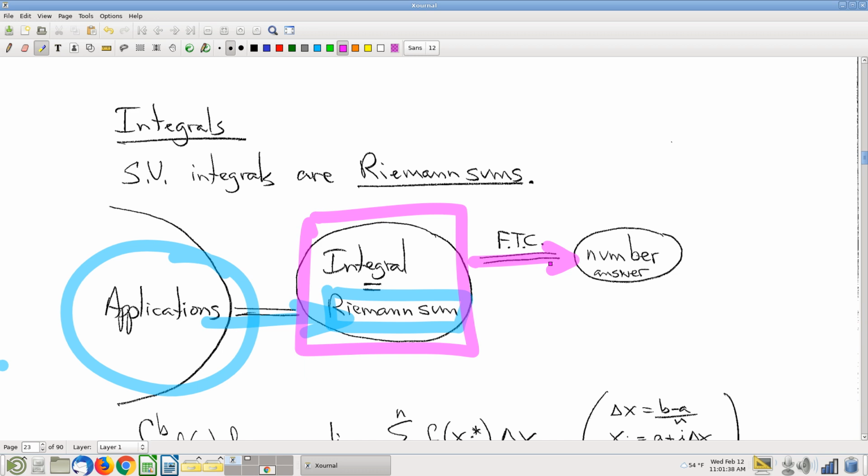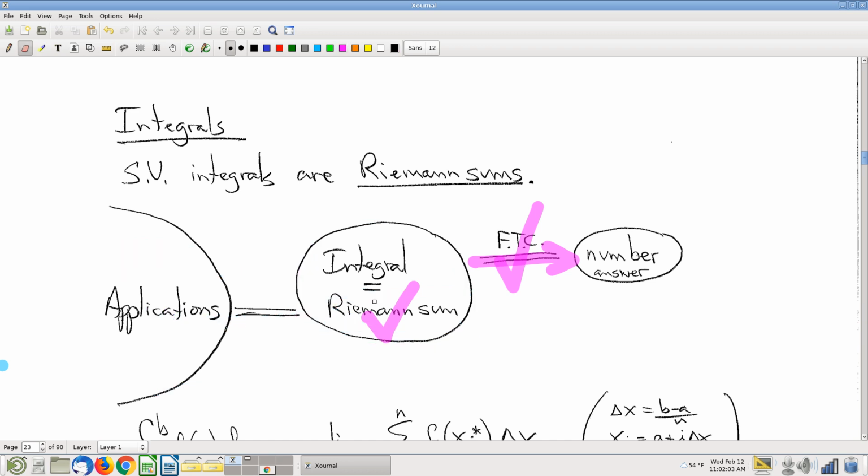The reason that the fundamental theorem of calculus is so important in applications for engineers and economists and biologists, other kinds of scientists, is because the fundamental theorem of calculus allows us to compute Riemann sums. That's why it's important. And the reason that we care about Riemann sums is because that's what connects to applications. Okay. All right, so anyway, that's a very brief summary of that YouTube video.